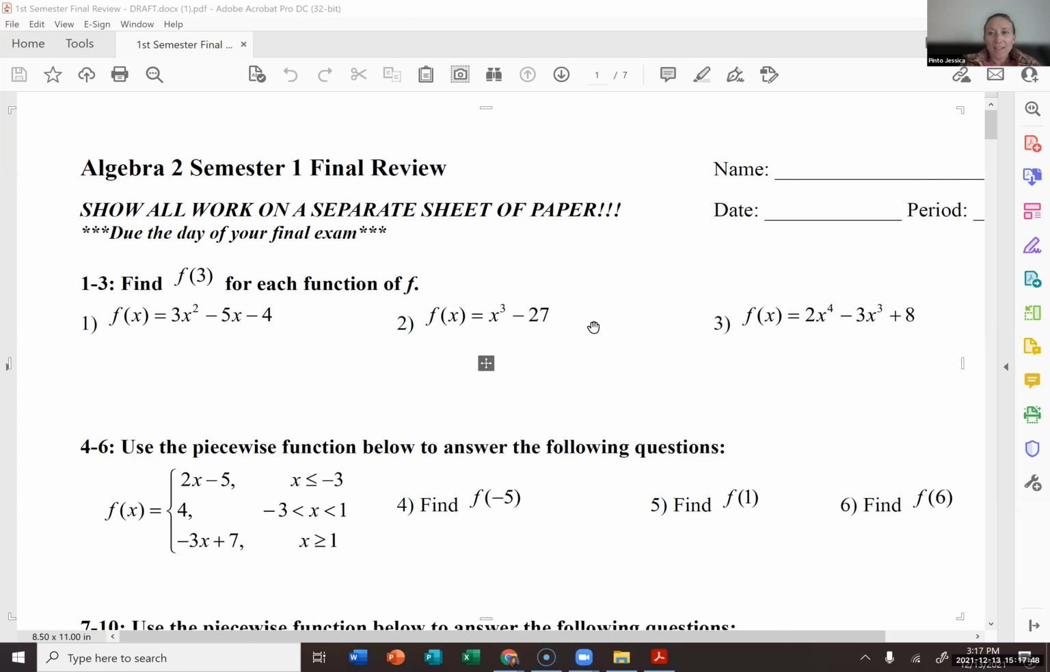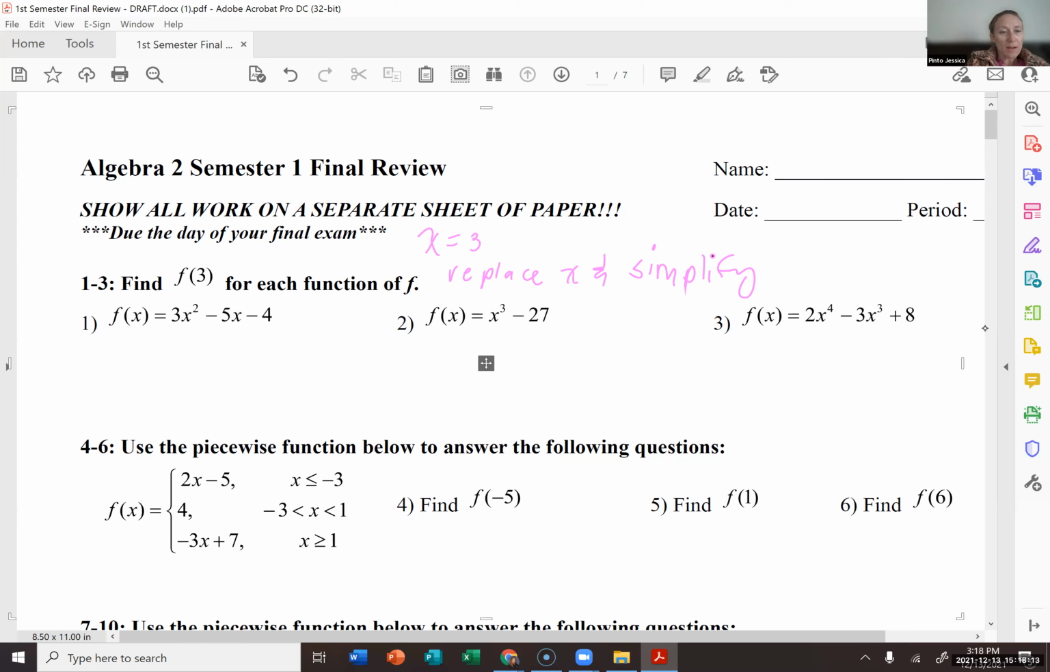All right, let's do the review. The first semester final review is cumulative. So for 3, it says find f of 3. So that just means that x is equal to 3, and we're going to replace x and simplify. There's going to be no moving across the equal sign because we're simplifying.